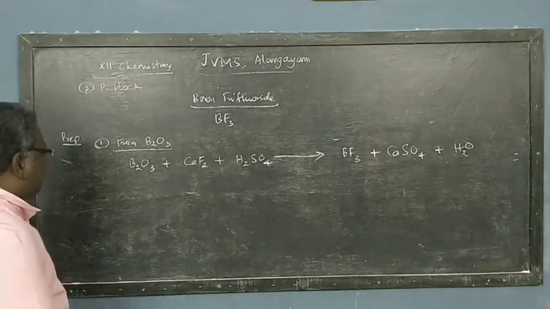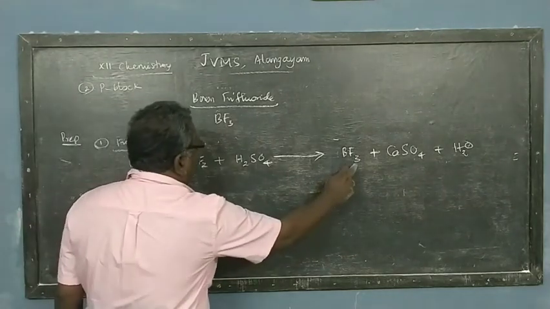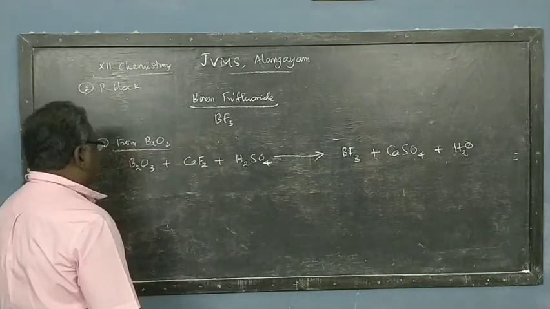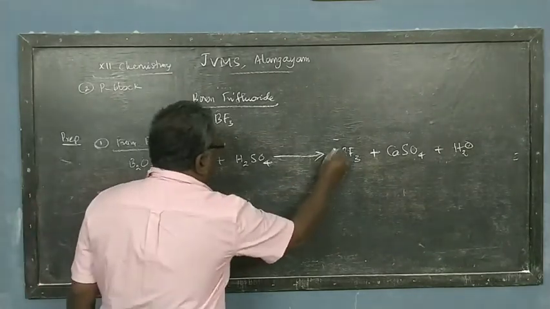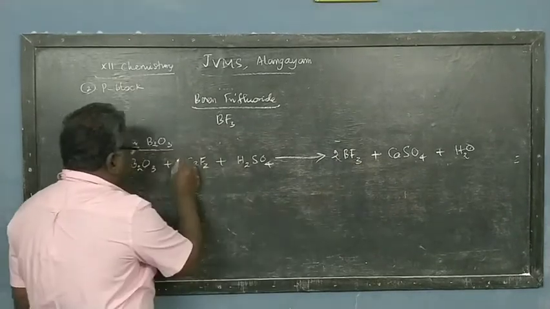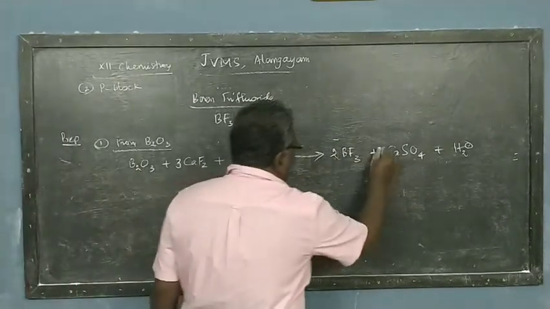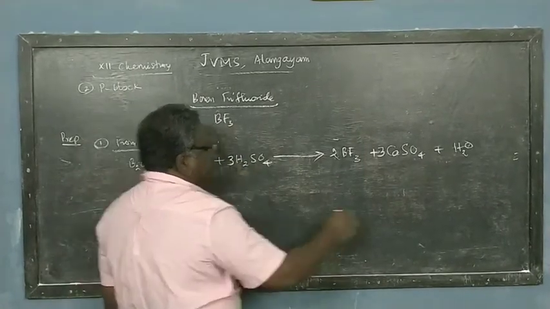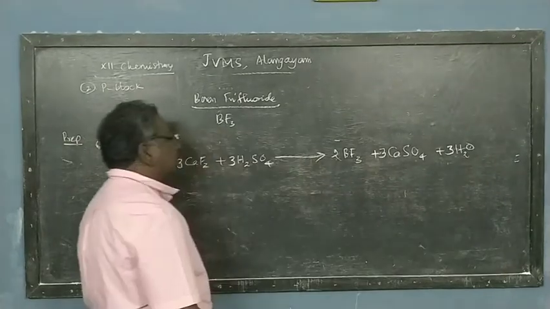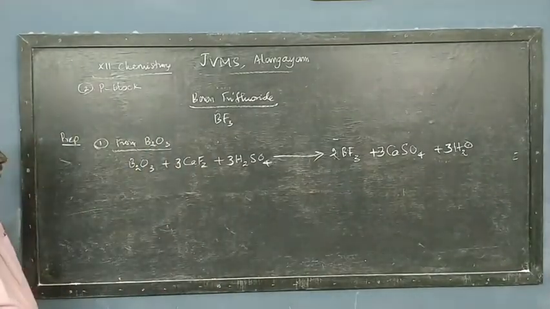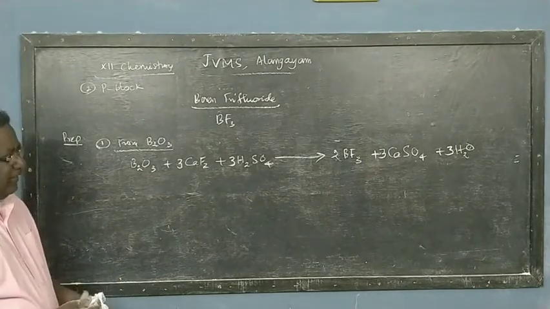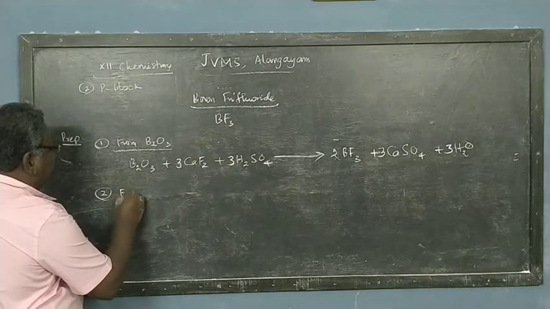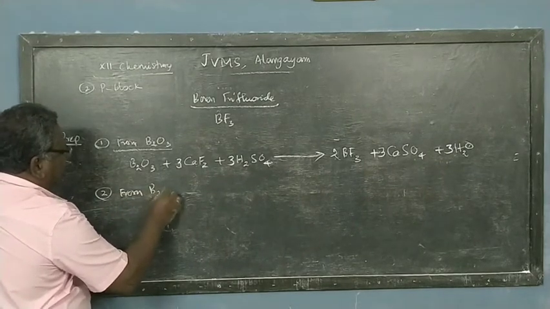Now how to balance? There are 2 boron and fluorine. We have 2 boron, therefore multiply this by 2. Fluorine becomes 6, multiply this by 3. Calcium becomes 3, multiply this by 3. Sulfate becomes 3, multiply this by 3. Hydrogen becomes 6, multiply this by 3. So you get the numbers in all places, right? You should start from boron and keep balancing the next element. Your equation gets balanced. And the second preparation is also done from boron trioxide.